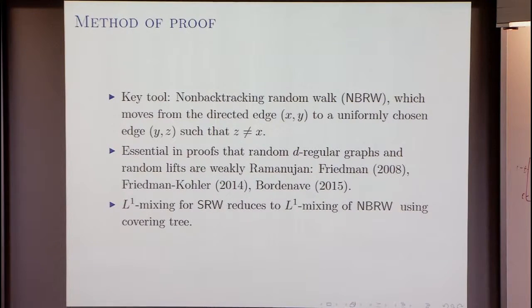The key tool, as I've been relating, is non-backtracking random walks. You move from x to an edge, so this is an edge-valued chain. You move from an edge xy to an edge yz, so that z is not equal to x. This is quite a popular tool. It was used in Friedman's work and co-authors, by Charles Bordenave in a refinement of this classic work, and in the earlier work of Allen that I mentioned, and it's also now being used a lot in community detection problems that many people here have worked on.